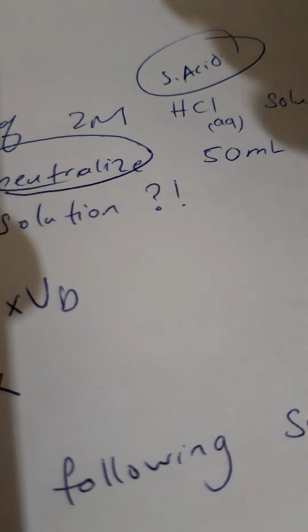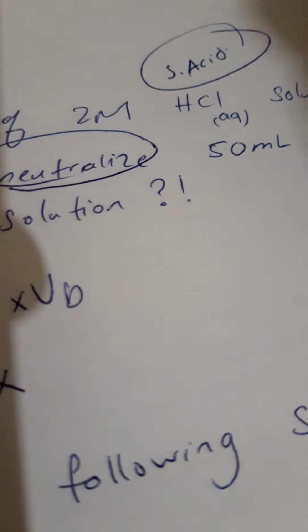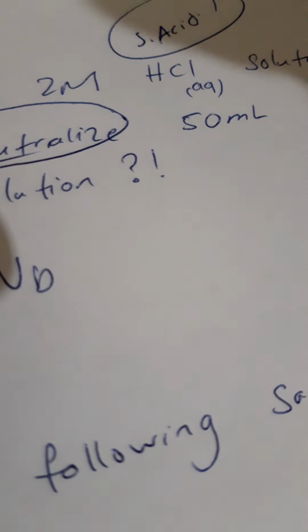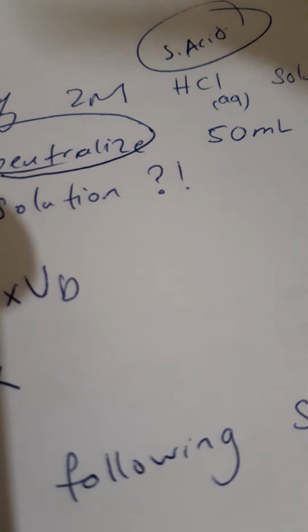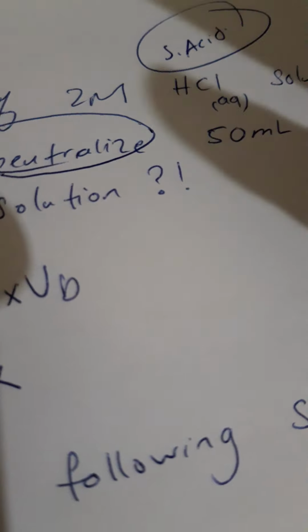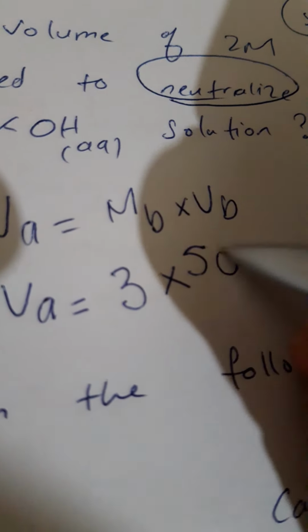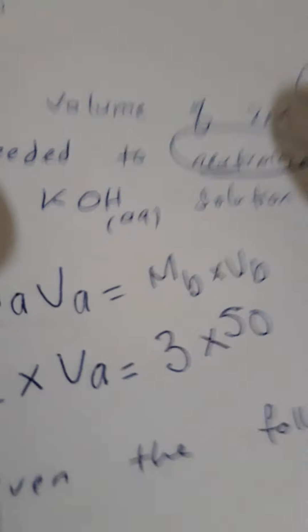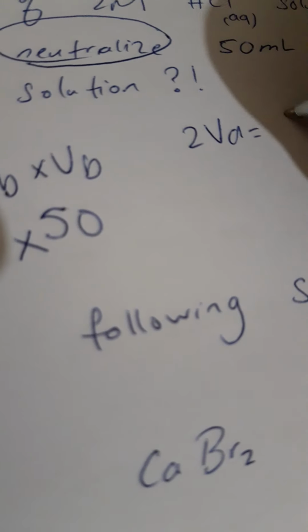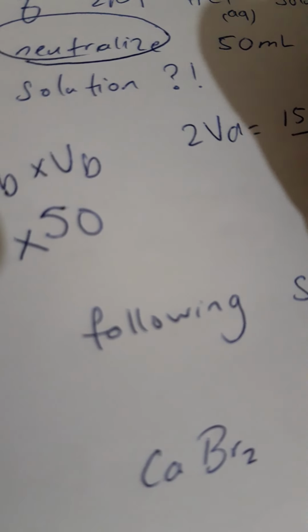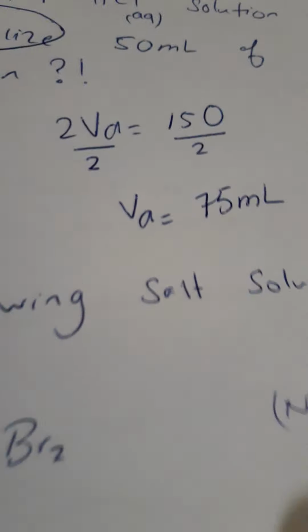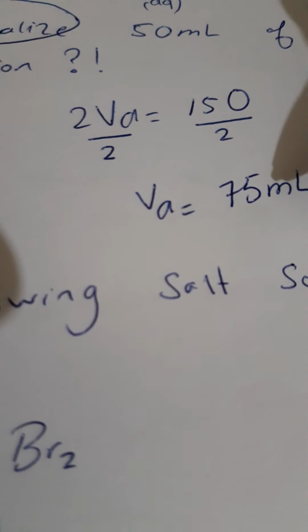Do we need to change milliliters into liters? No, you don't need to. Keep the volumes the same. You are not using the molarity equation, so you just keep the volumes the same. So 3 times 50. The equation is 2 times volume of acid equals 3 times 50. It gives 150. Divide by 2 to have volume of acid 75 milliliters. So you find the volume of acid is 75 milliliters.